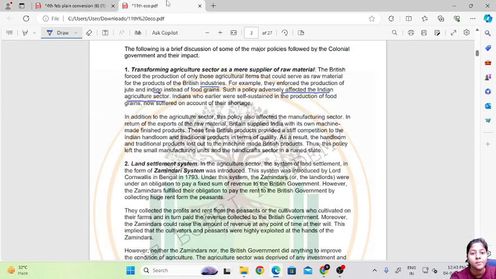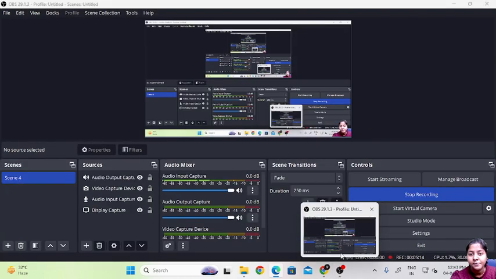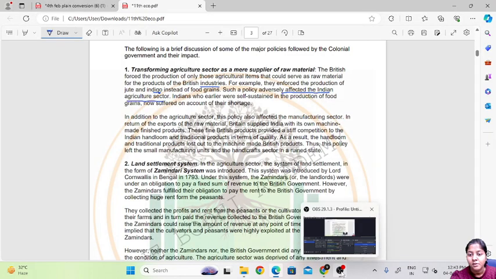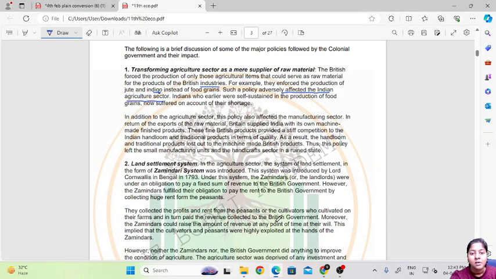Then, in addition to the agriculture sector, this policy also affected the manufacturing sector. In return for the exports of raw material, Britain supplied India with its own machine-made finished products. These fine British products provided stiff competition to the Indian handloom and traditional products in terms of quality.